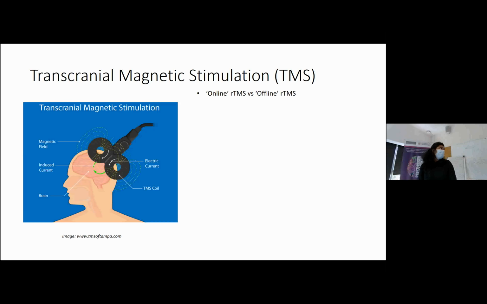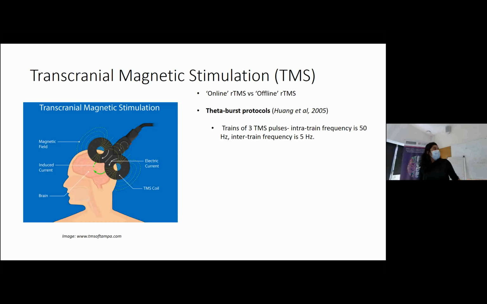I will be focusing on offline rTMS methods. One popular set of protocols of offline rTMS are the theta burst protocols. These were first introduced in 2005. Essentially, it involves trains of 3 TMS pulses. Each train consists of 3 pulses, and the intra-train frequency is 50 Hertz, and the inter-train frequency is 5 Hertz. Now, there are 2 major kinds of theta burst protocols.